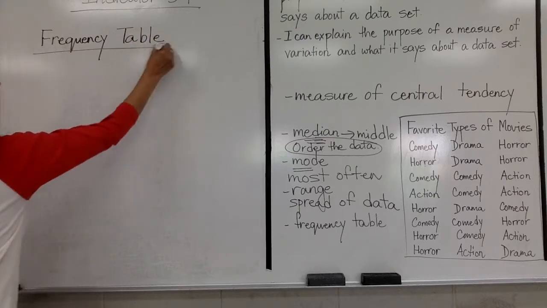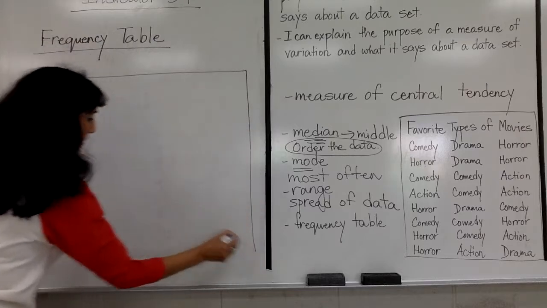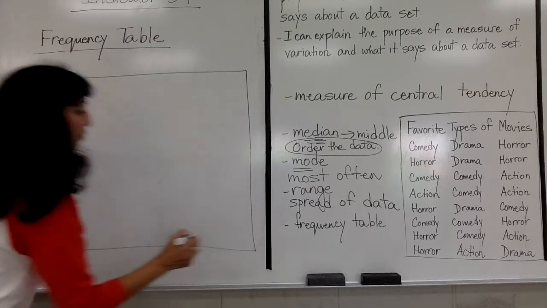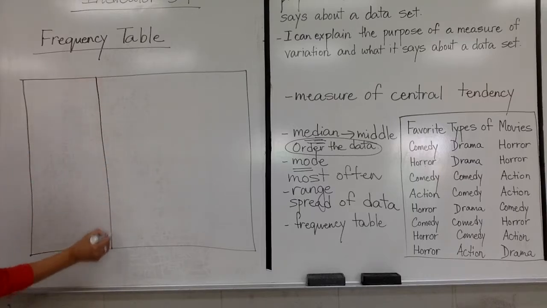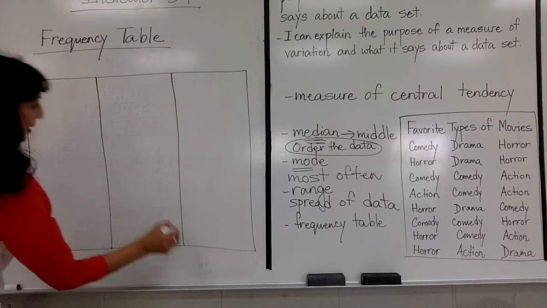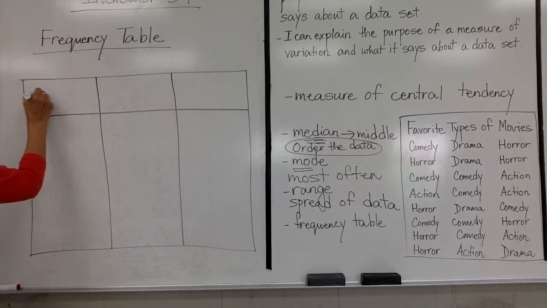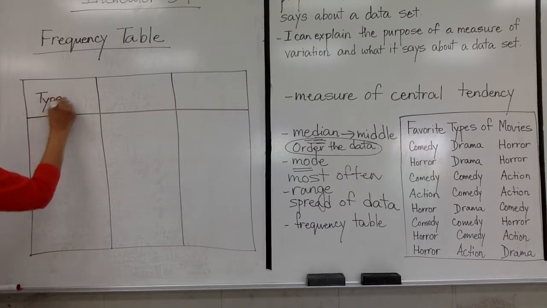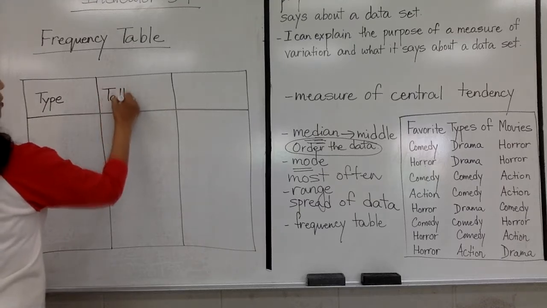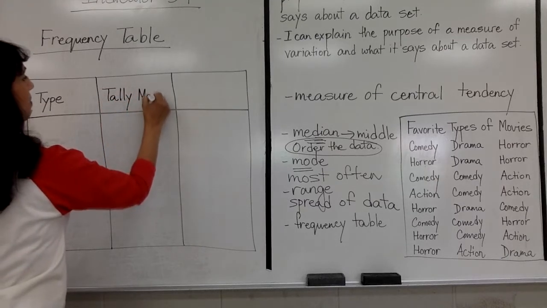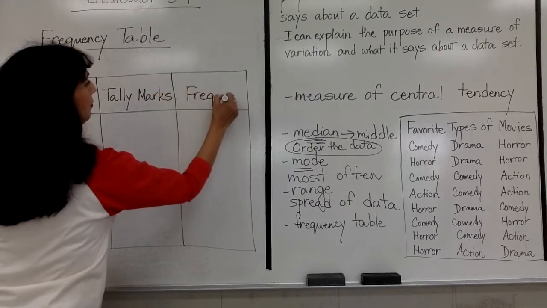And in a frequency table, obviously it's a table. So you have to make a table. Okay, and we are going to divide it into 3 categories or 3 columns, let's say that. Okay, and we are going to title this the type of movie, the tally marks, and I'm sure you all know what tally marks are, but I'll show you in a minute, and the frequency.